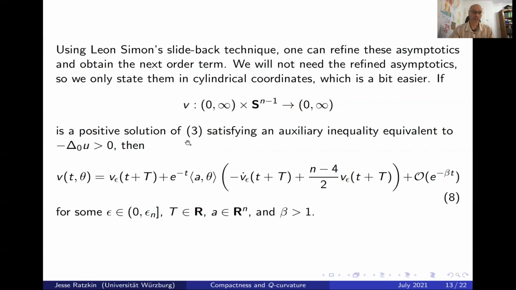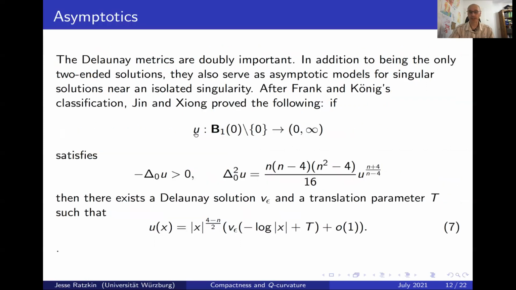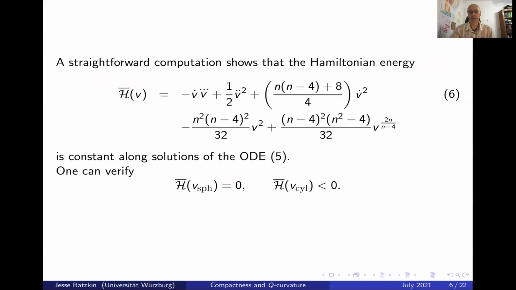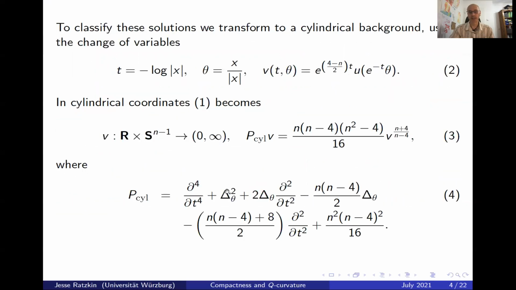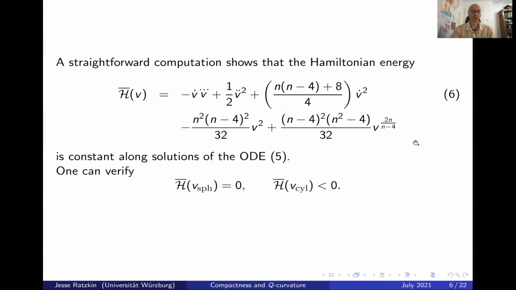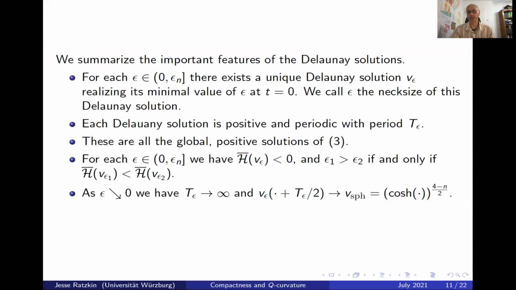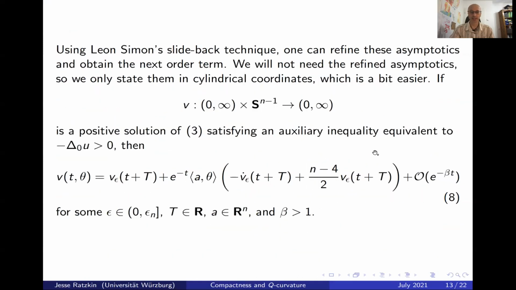It's a positive function. It satisfies my PDE, which is this PDE. The cylindrical Paneitz applied to v is this dimensional constant times v to the (n plus 4) over (n minus 4), plus an auxiliary condition, which is equivalent to saying that the Laplacian of u is greater than 0.